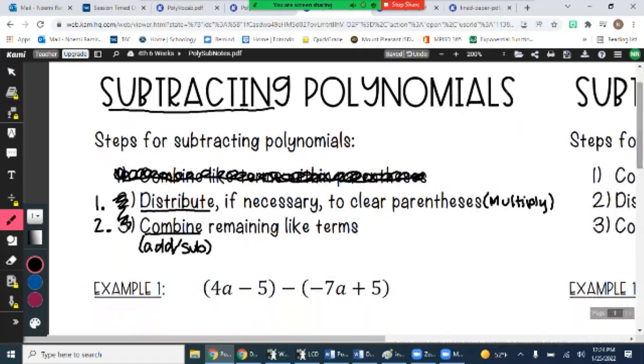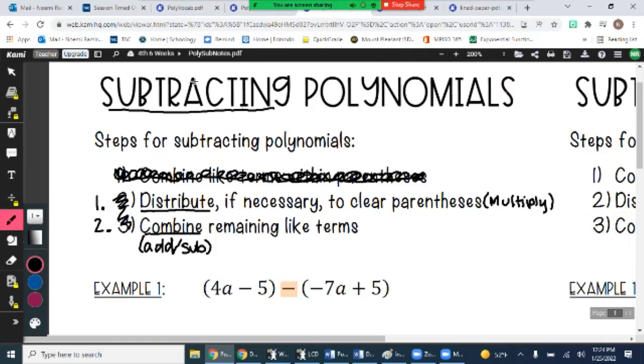So what is the biggest difference in the examples that we did yesterday and the one you see right here, example 1? It has a minus in the middle of the parentheses. It has a minus in between your polynomials. How many terms do we have here? 2. So this is considered a binomial, so we're subtracting two binomials. Binomial, binomial, subtracting, the difference between two binomials.